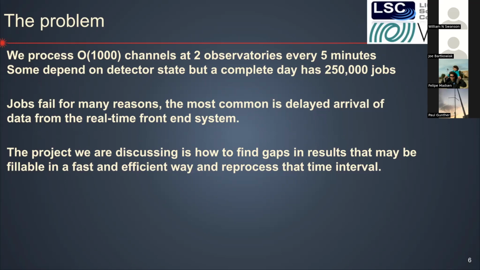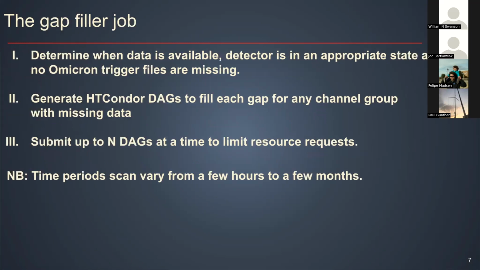That's what makes it so nebulous what exactly each job is going to do. So we have what we call the gap filler jobs. It determines when we have data available, when the detector is in an appropriate state, and when we have no triggers where there should be triggers. Then we generate a Condor DAG to fill each gap, and we can submit up to N DAGs at a time to limit our resource requests. We run this gap filler every day. We can run it manually for a few hours, or we can run it for a few months before we go through long-term data analysis.